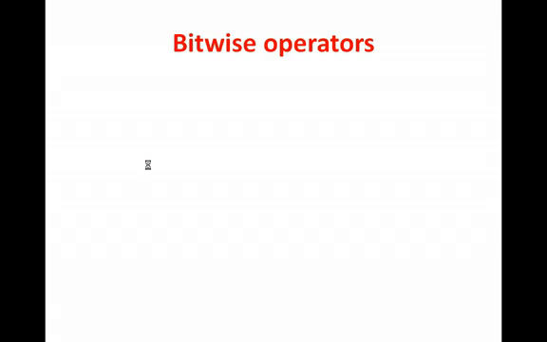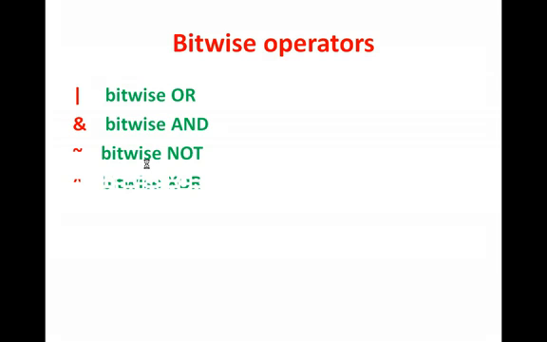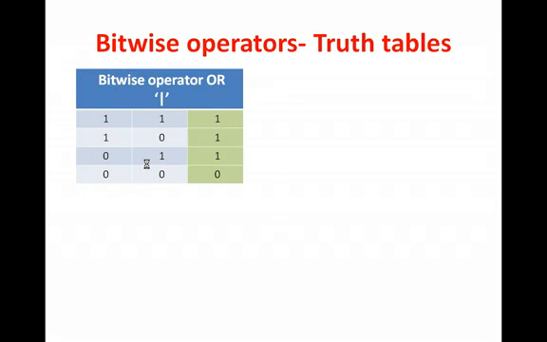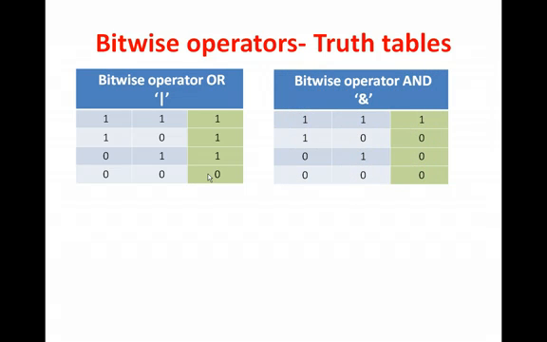Coming to the bitwise operators, you can find the bitwise OR, bitwise AND, bitwise NOT, and bitwise exclusive OR. Let us see the truth tables of these bitwise operators. When you see the bitwise operator OR, you can find that if any one of these bits is 1, then the result is going to be 1, and if both the bits are 0, then the end result is going to be 0. And then coming to AND operator, if any one of the bits is going to be 0, then the end result is going to be 0.